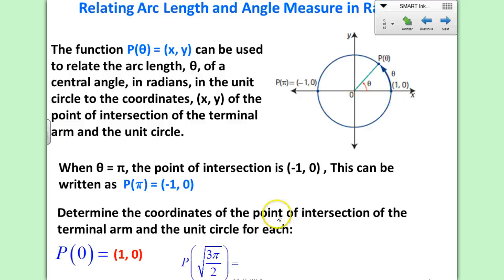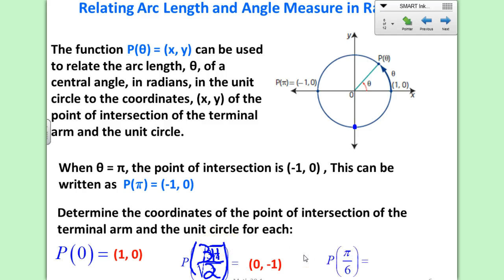What about the point at 3 pi over 2? That shouldn't have a square root there, sorry folks. What is the point at 3 pi over 2? No square root, just 3 pi over 2. The point at 3 pi over 2 would obviously be this point right here, and that would be the point (0, minus 1). No square root, that's a typo.